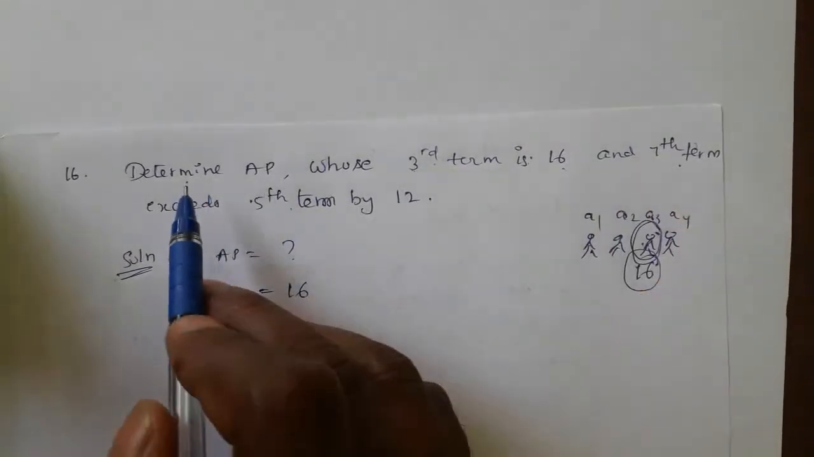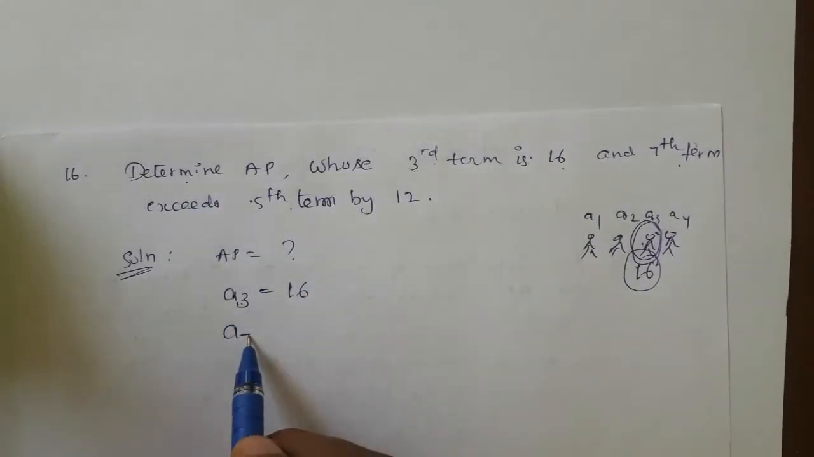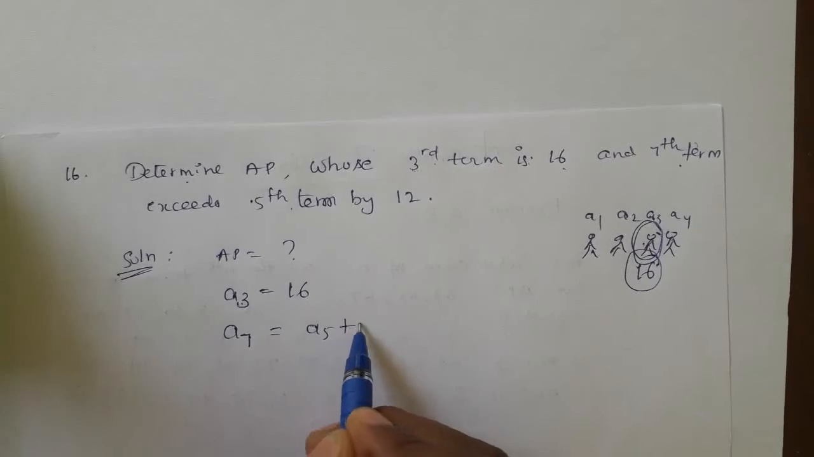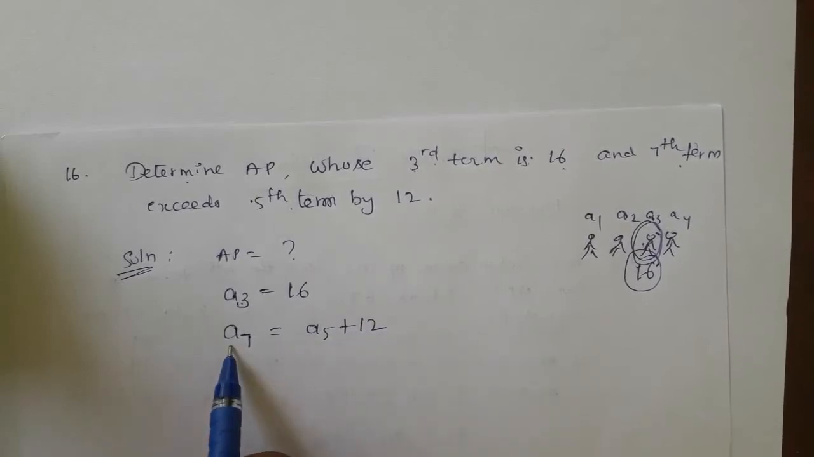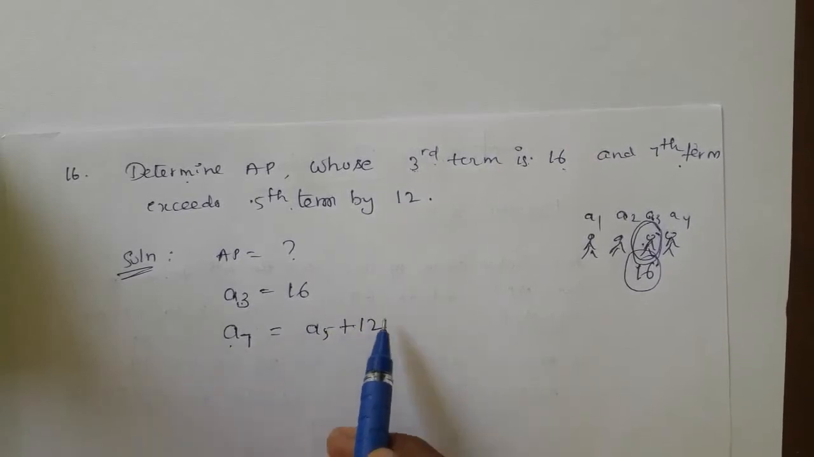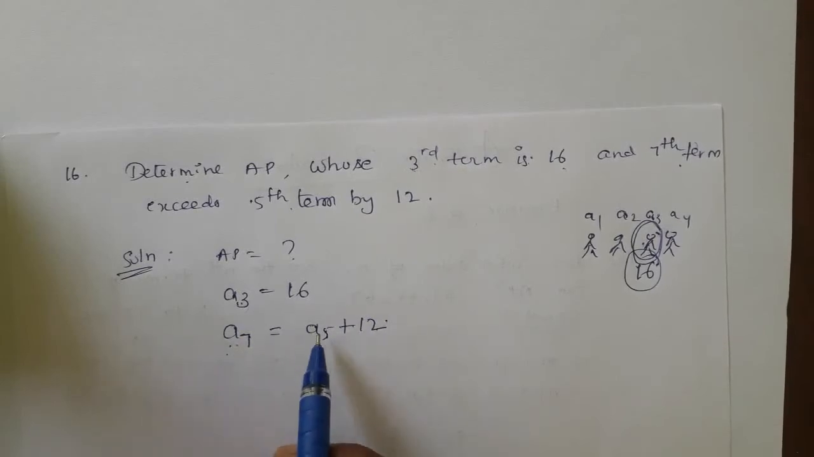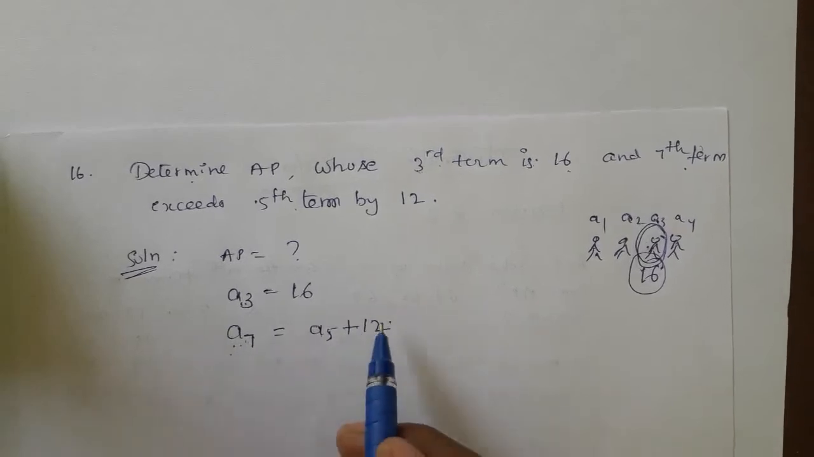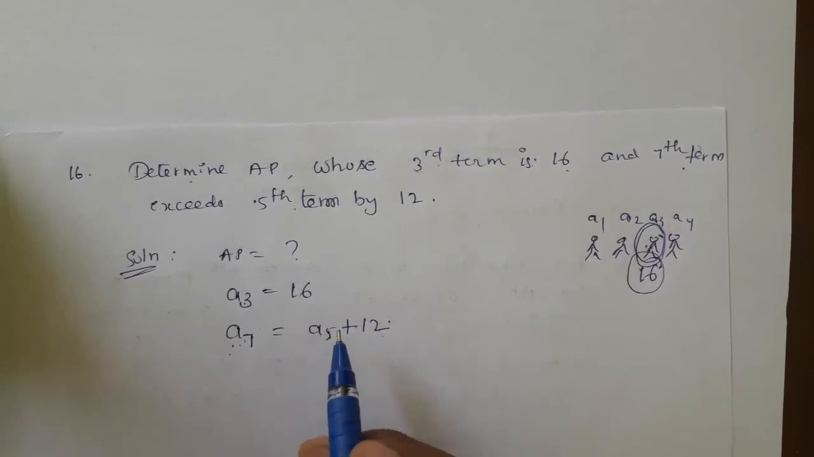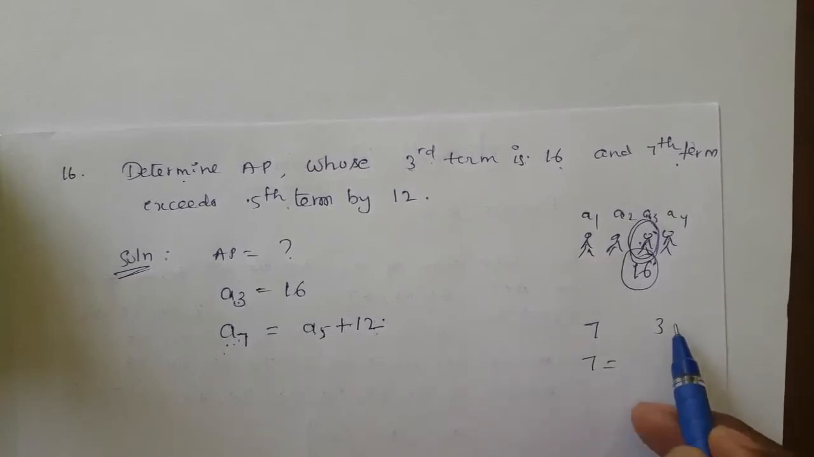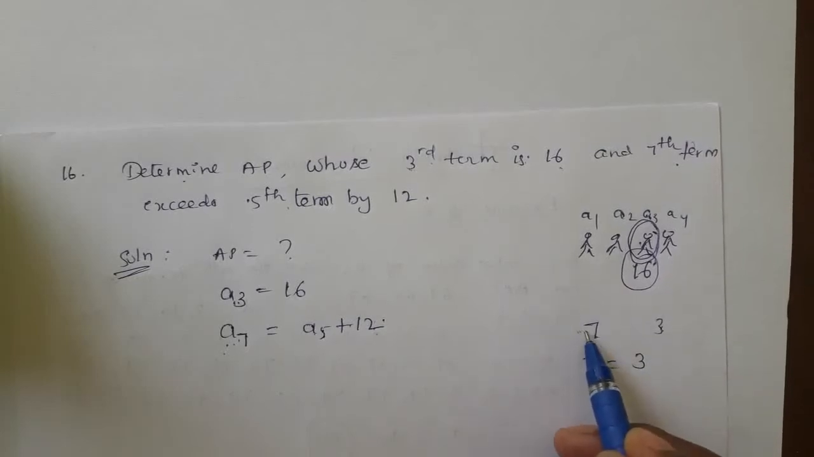That is, the seventh term exceeds the fifth term. That means the seventh term is equal to the fifth term plus 12. If 12 is added to the fifth term, we get the seventh term. That means the seventh term is bigger than the fifth term by 12. For example, take 7 and 3. This 7 is 4 more than the 3. To get 7, 3 is smaller, 7 is bigger.